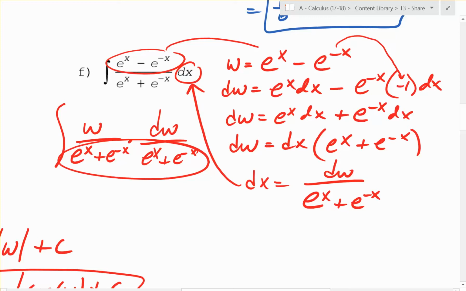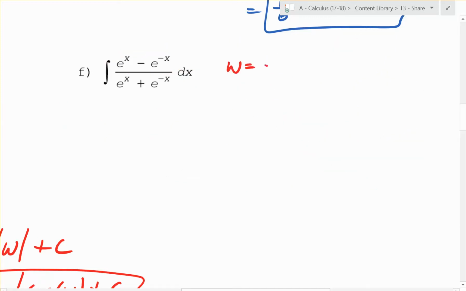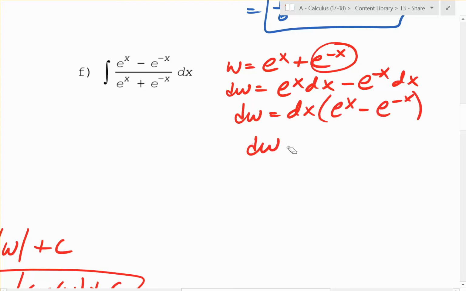Instead of substituting for the numerator, let's substitute for the denominator. So instead, let's let w equal the denominator, e to the x plus e to the negative x. Similarly, dw is going to be e to the x dx, and this derivative there is going to be negative e to the negative x dx. We can factor out the dx's, so we get e to the x minus e to the negative x. So dx will be dw over e to the x minus e to the negative x.